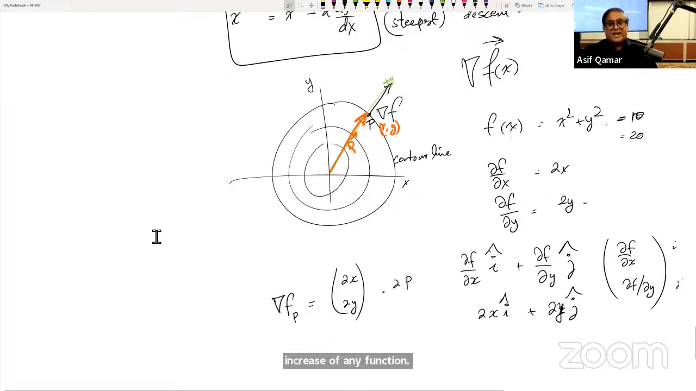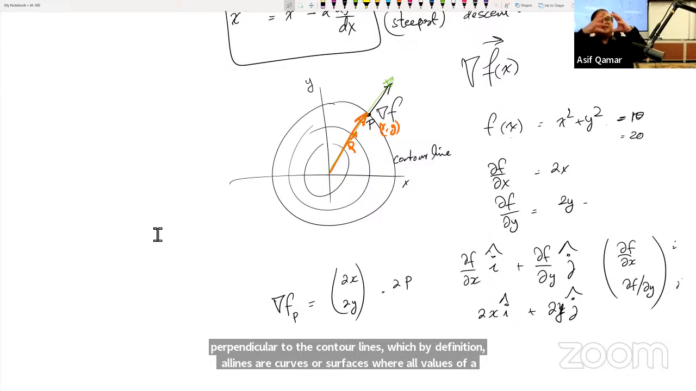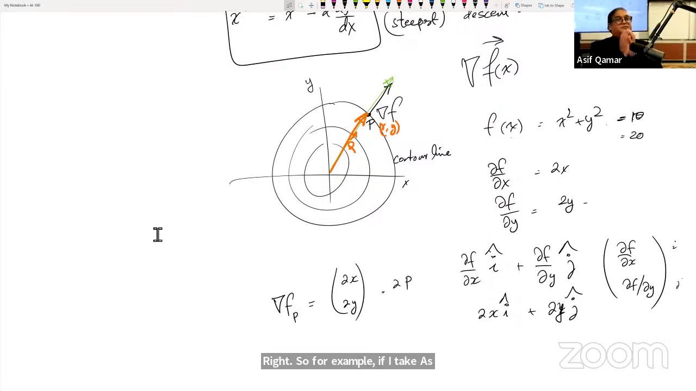And it is always perpendicular to the contour lines, which by definition are lines or curves or surfaces where all values of a function are the same. So for example, if I take a sphere, the surface of a sphere, if the function is x squared plus y squared plus z squared, what can you tell about the surface of that sphere or that ball? It's a contour surface, because the radius remains the same on that sphere. Does that make sense, guys? That's it. And the gradient points perpendicular to that surface.